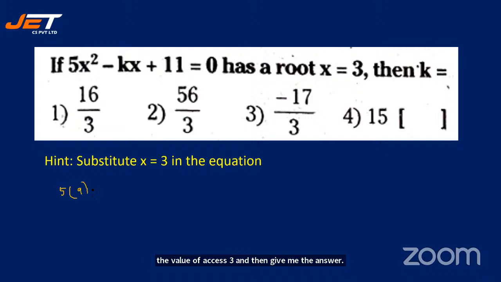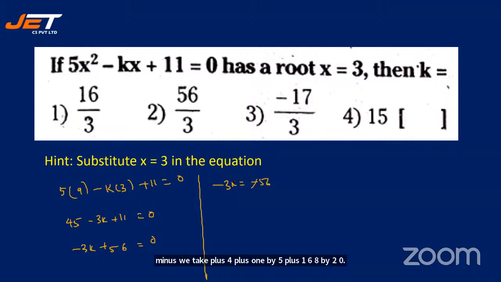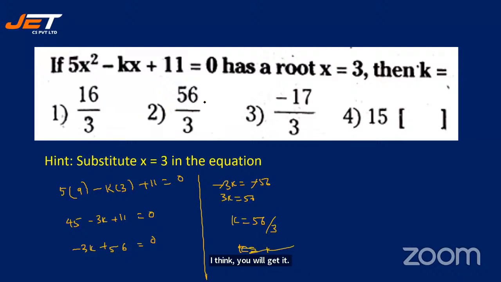So 5 into 3 square is 9, minus k into 3 plus 11 is equal to 0. So 5 9s are 45 minus 3k plus 11 is equal to 0. So minus 3k plus 45 plus 11, that is 56, is equal to 0. So minus 3k is minus 56, minus gets cancelled. 3k is 56. k is 56 by 3, which implies k is, I think you will get it. Yes, 56 by 3 is already given, isn't it? All right. So the answer is option 2.